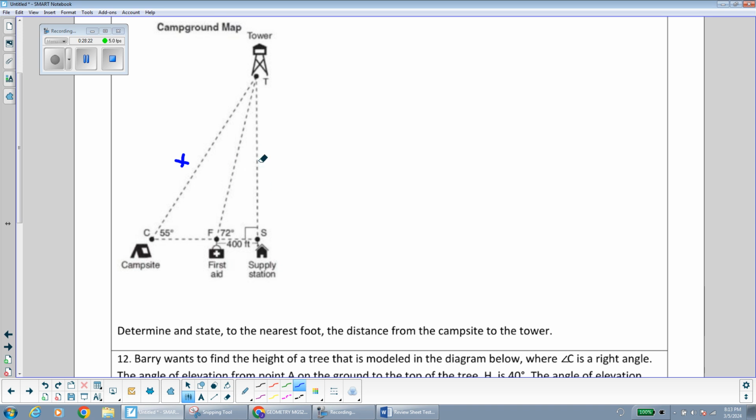So this is going to be the helpful side. I'm going to label this y, and we're going to find that first using the small right triangle. Once we have y, we'll be able to find x using the sides from the big right triangle.